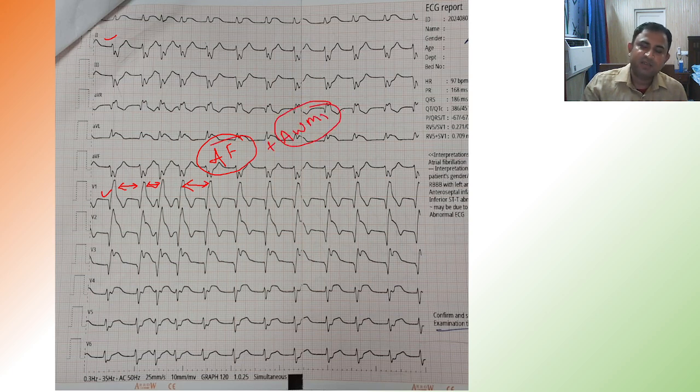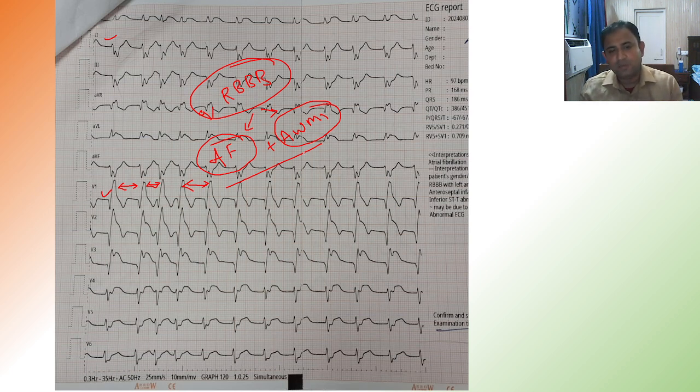The mortality is, as such, RBBB itself suggests a very high mortality. Now with all this, it became a tremendous combination of a lethal entity. So now I was in a fix. What is to be done?